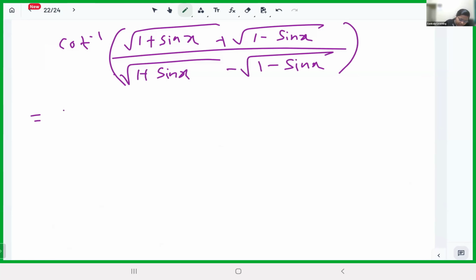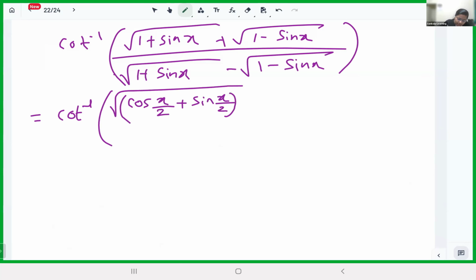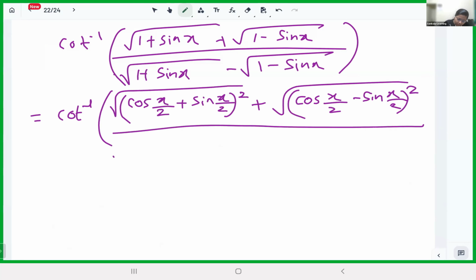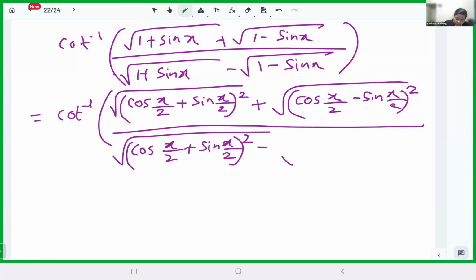All right. So this can be written as cot inverse of root of 1 plus sin x. We have found out the value of 1 plus sin x. It was (cos x/2 plus sin x/2) the whole square, right, plus root of 1 minus sin x, which can be written as (cos x/2 minus sin x/2) the whole square. Similarly, in the denominator also you can make such substitutions. It will be root of (cos x/2 plus sin x/2) the whole square minus root of 1 minus sin x, which can be written as (cos x/2 minus sin x/2) the whole square.